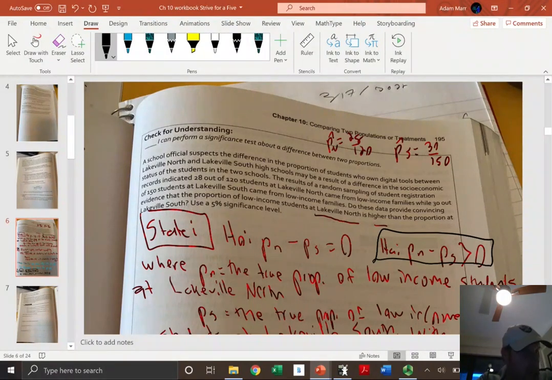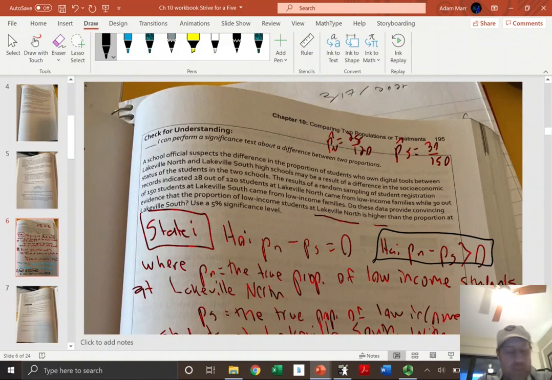This is a 2-sample z-test, right? So it's a 2-sample z-test for 2 proportions, right? So in this case, let's see here. A school official suspects, and then we're talking about right here. And one thing, by the way, I told you to do the other way. Maybe read the first sentence first.